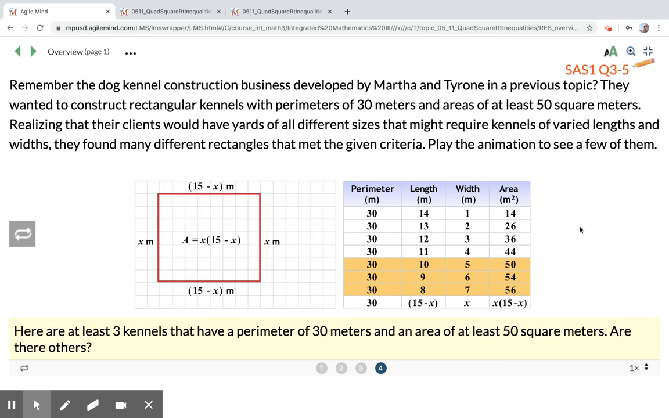Once you've got that, I'd like you to consider question 4 and question 5 as well. So go ahead and hit pause, work your way through these, and then hit play when you're ready to check your work.